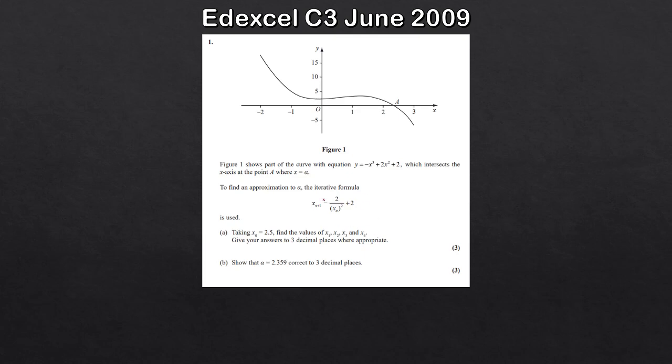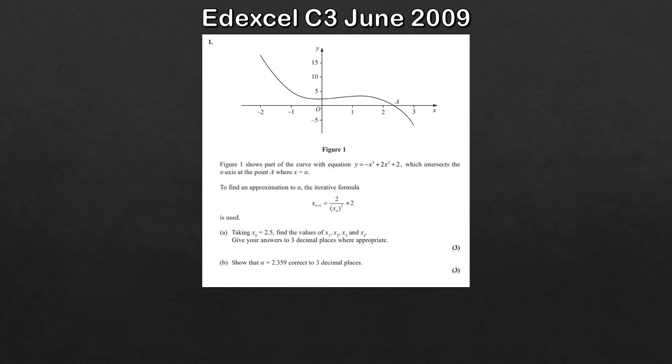But what we'll do is we'll do it by hand for the first one, and then for the rest we'll just assume we're doing it with the calculator. So let's take a look at this question here. We've got this equation, y is equal to minus x cubed plus 2x squared plus 2. And we know it intersects the x-axis at the point A, where x is equal to alpha. So essentially, we have this root here at A.